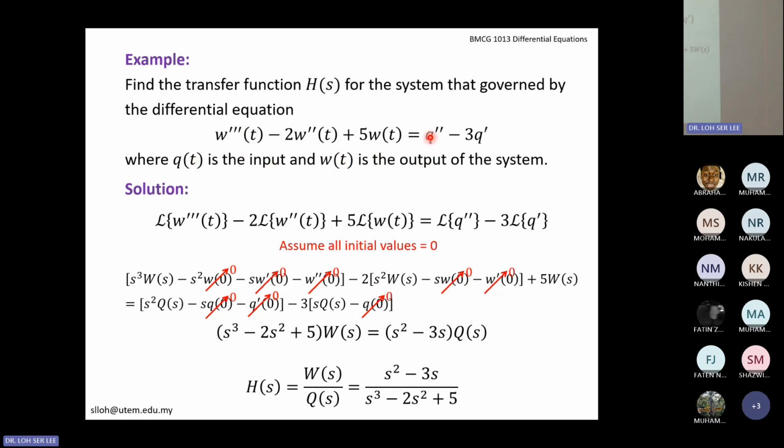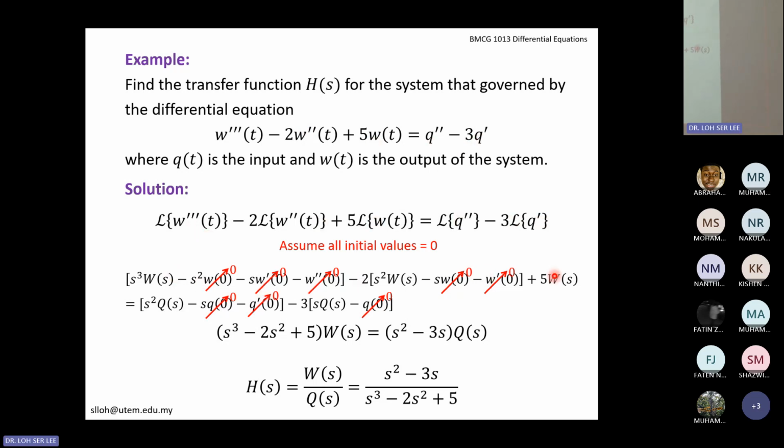Now we know that Q is the input, W is the output. To get the transfer function, we need output over input. That means W over Q. Now we Laplace transform every single term.